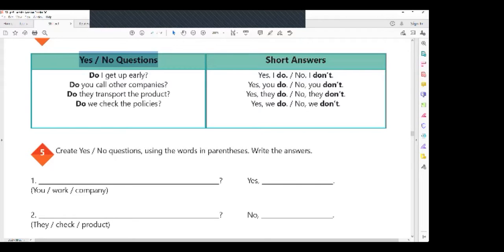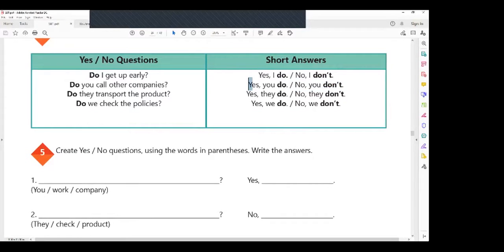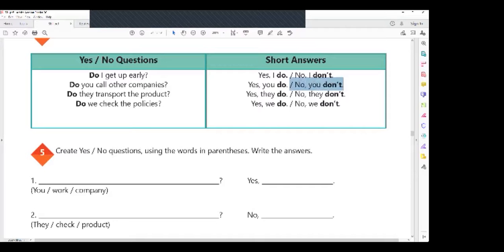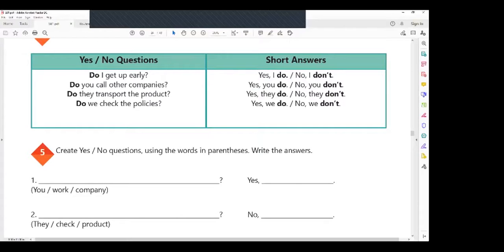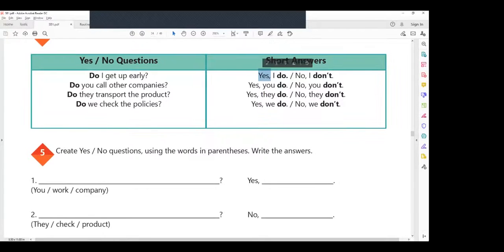And again, do I get up early? Yes, I do. No, I don't. Do you call other companies? Yes, you do. No, you don't. Do they transport the product? Yes, they do. No, they don't. Do we check the policies? Yes, we do. No, we don't. So again, you have yes, the same subject, we, they, you, I, okay.